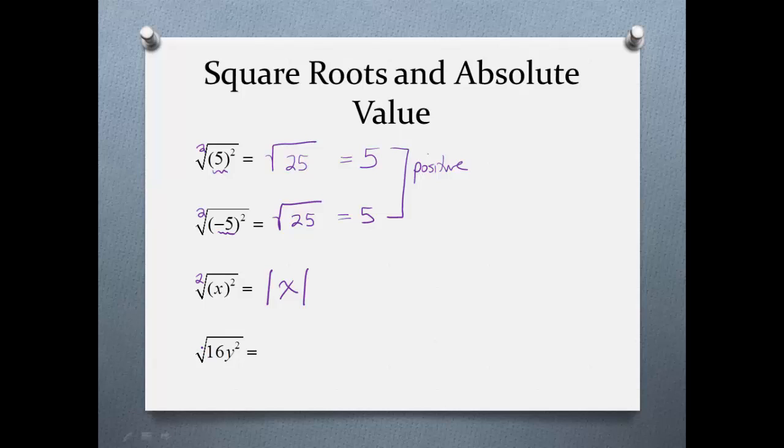Same thing here, square root of 16y squared. The square root of 16 is 4, and for the square root of y squared, those exponents and roots are going to undo each other and leave you with a y, but you don't know whether that y started out positive or negative, so you need to put absolute values around it.